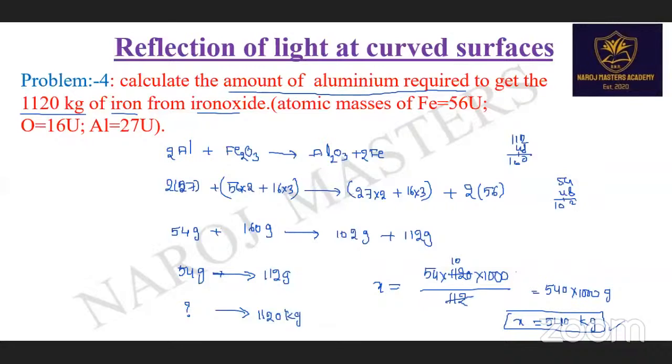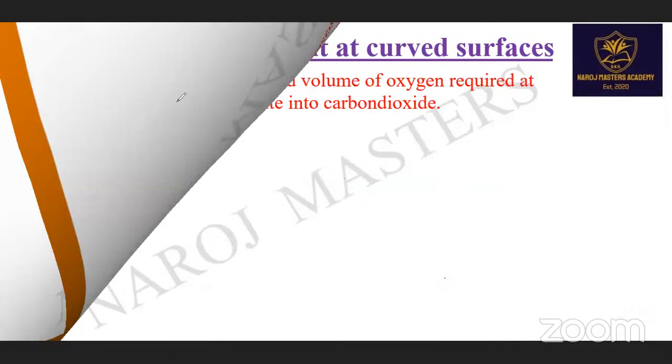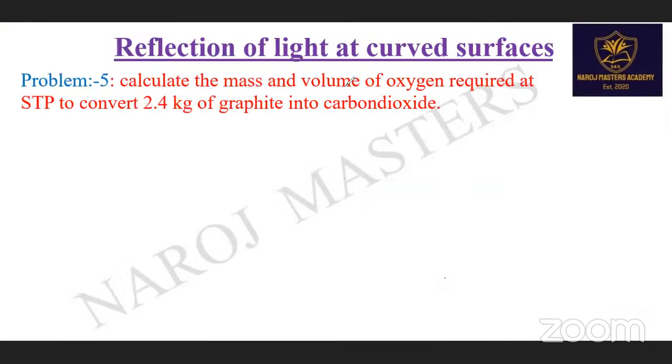Look at the next problem. Calculate the mass and volume of oxygen required at STP to convert 2.4 kg of graphite into carbon dioxide. Again the same as the first question, but here the amount of oxygen required is the unknown: mass and volume of oxygen required at STP to convert 2.4 kg of graphite. Graphite means carbon. When carbon reacts with oxygen, it gives carbon dioxide.